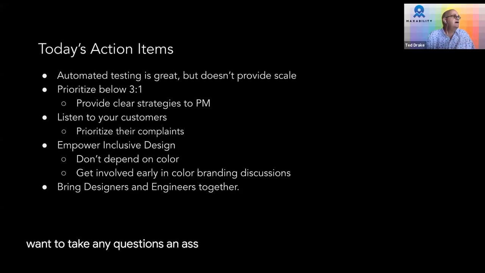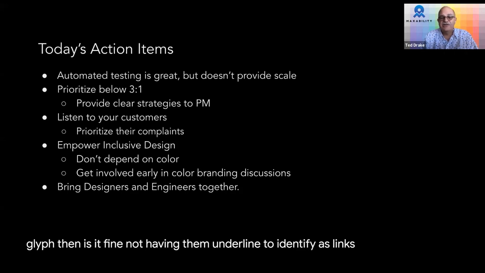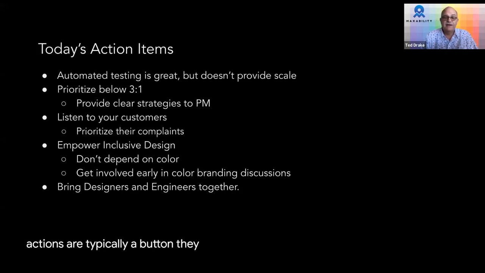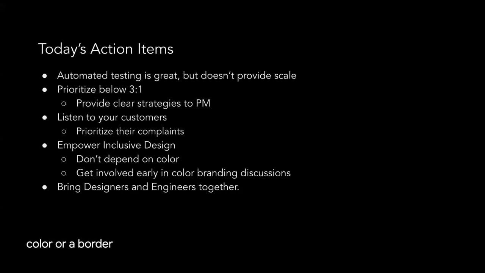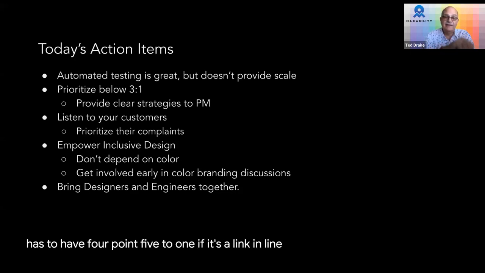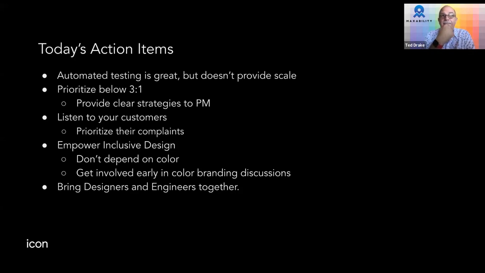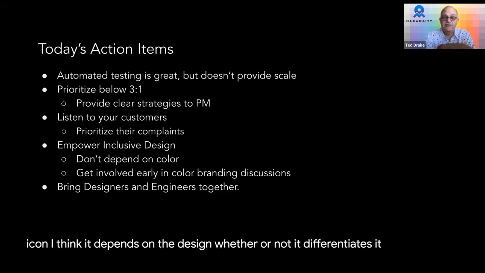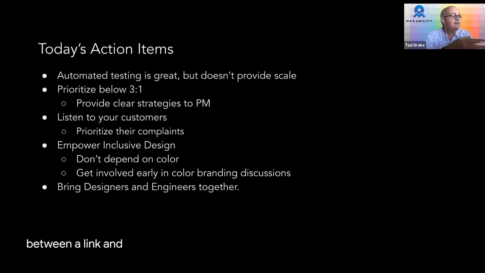One person asked if a call to action has a custom glyph, then is it fine not having them underlined to identify as links? Call to actions are typically a button. They typically have either a background color or a border. So a glyph, by the way, has to have a 3-to-1 contrast ratio, rather than text, which has to have 4.5-to-1. If it's an inline link and it also has an icon, I think it depends on the design, whether or not it differentiates between a link and body text.